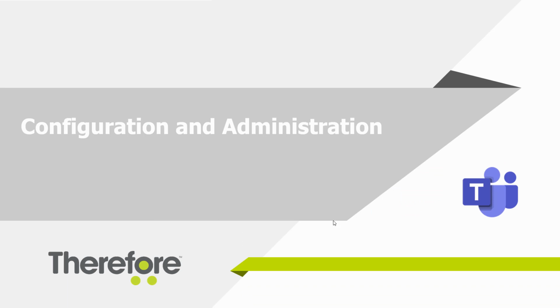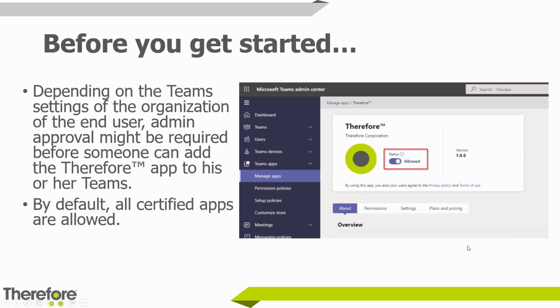Let's now take a look at the configuration and administration of the integration with Teams. Getting started with the Teams integration is easy. However, I mentioned it before, and I'm going to mention it again. Your organization needs to allow its Teams users to install apps, or at least specifically the Therefore app. The Therefore app is certified by Microsoft and is thus allowed by default, but different organizations may have different rules. If you can't find or can't install the Therefore app in Teams, please talk to your Teams administrator first to make sure that this is allowed.